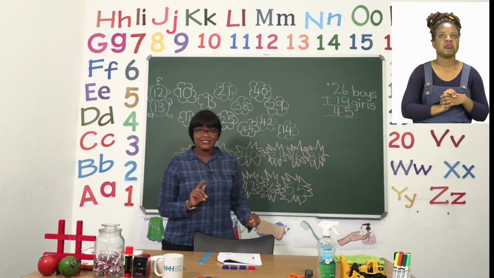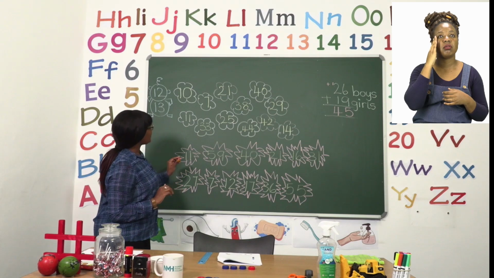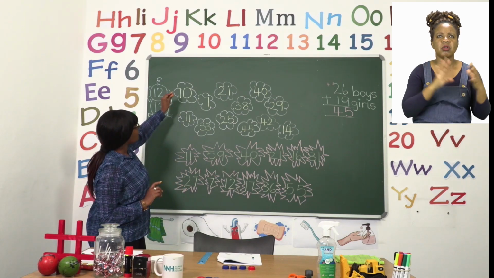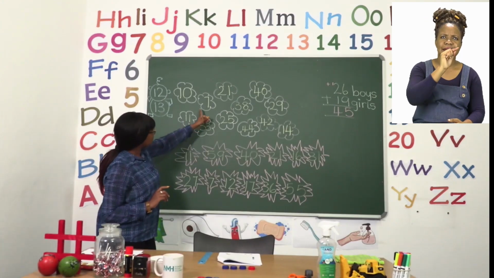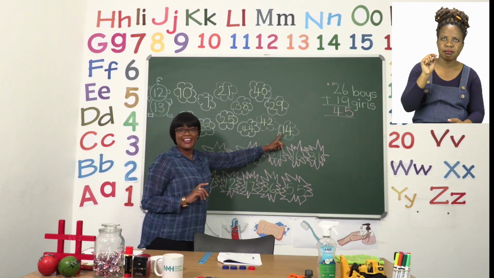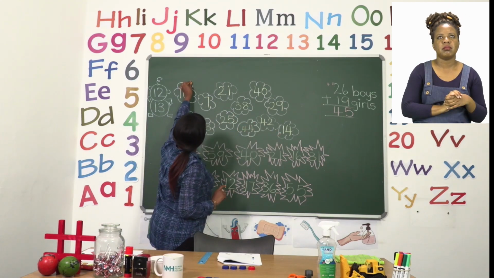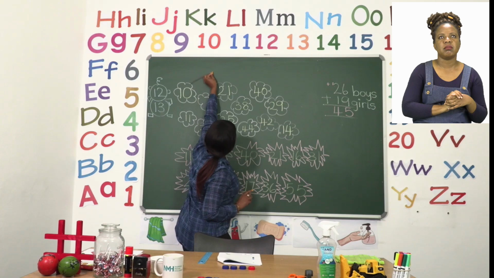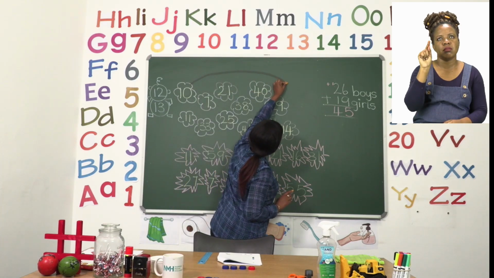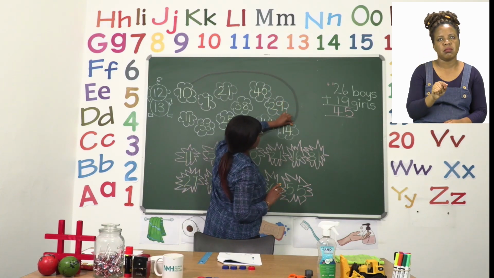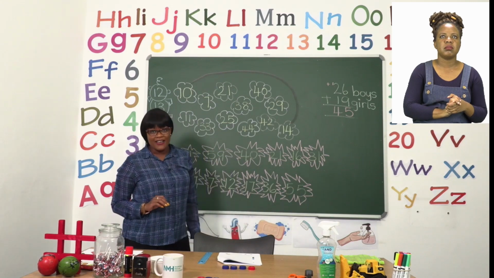Now that we know that our answer is 14, we need to match with a line to the answer 14. And the number 14 is right here. So it is correct. So I'm going to draw a nice line all the way from 10 going to 14. And that is our answer.